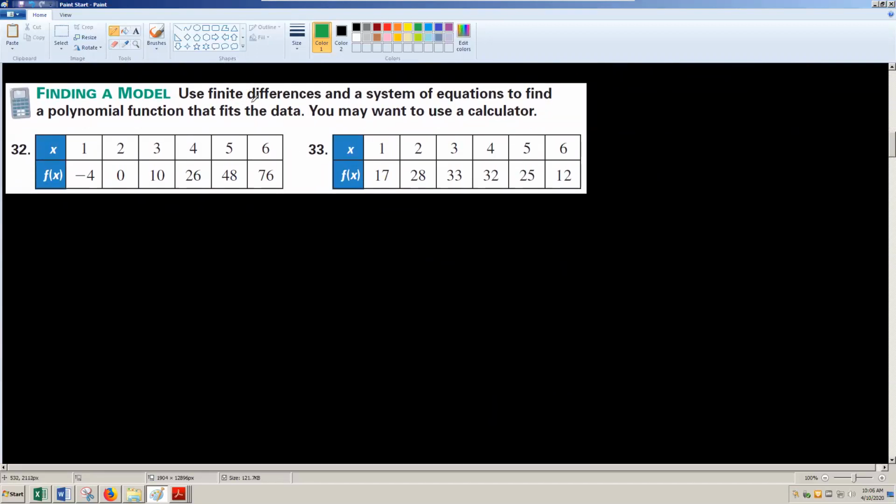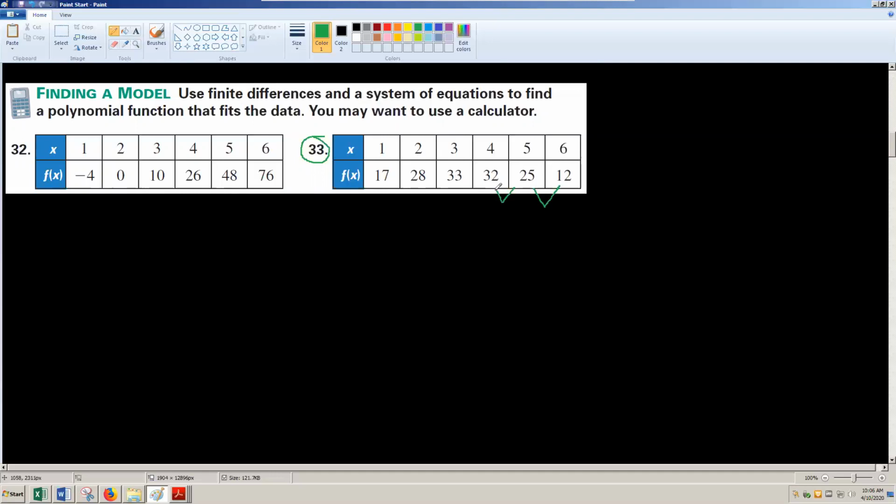So here we're going to use finite differences and a system of equations to find this polynomial function. So we're looking at this one here, we'll do 33. The first thing I want to figure out is what nth order differences this has. I don't really know as of right now. So I'm doing the same thing that I just did, which is I'm going to take my f of x values, right? When I plug in 1, it spits out 17. Plug in 2, spits out 28. Plug in 3, spits out 33, etc., etc.